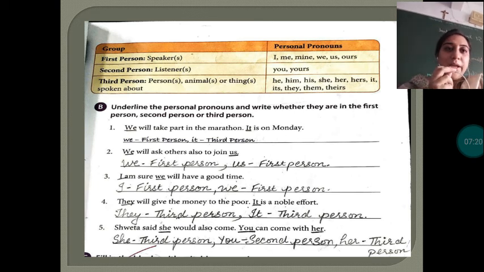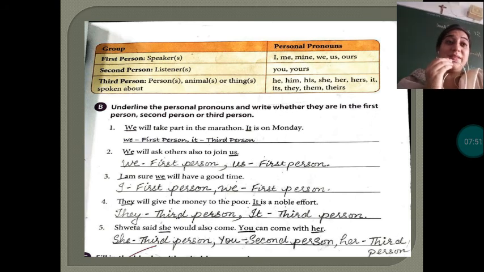They will give the money to poor, it's a noble effort. They is third person and it is also a third person. Shweta said she would also come, you can come with her. So she is third person, person spoken about. You is the second person, means the listener, and her is again a third person, a person spoken about. So I hope you are clear with the first person, second person and third person of the personal pronoun.